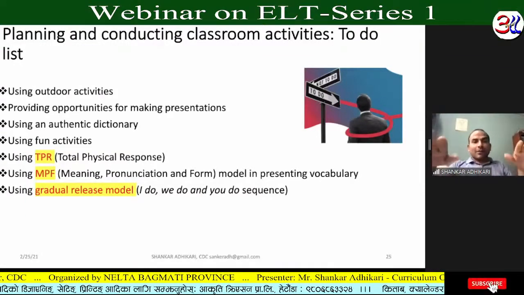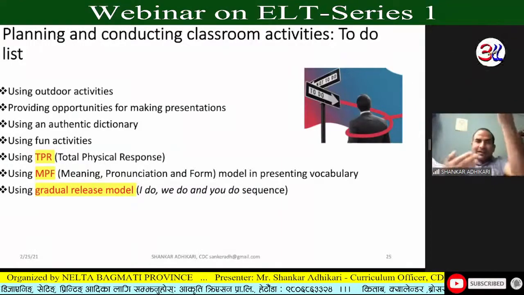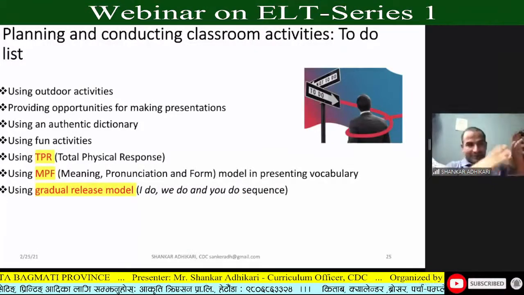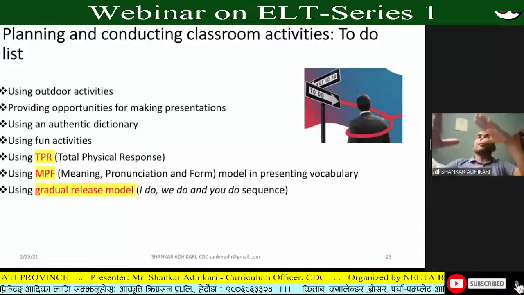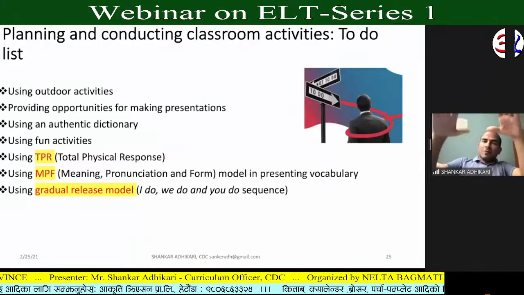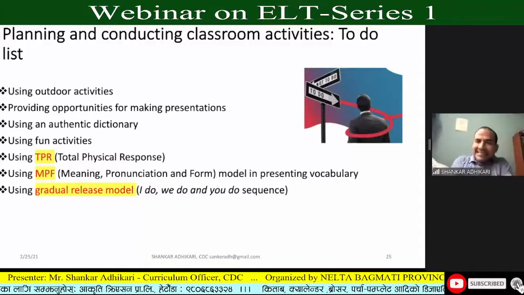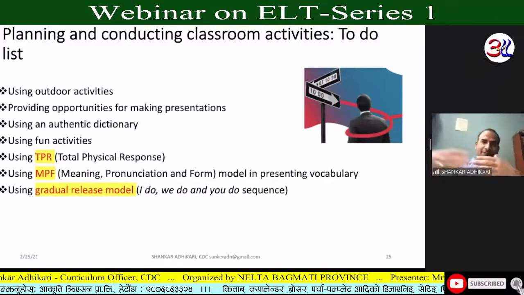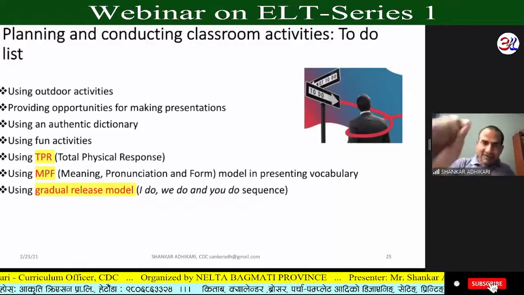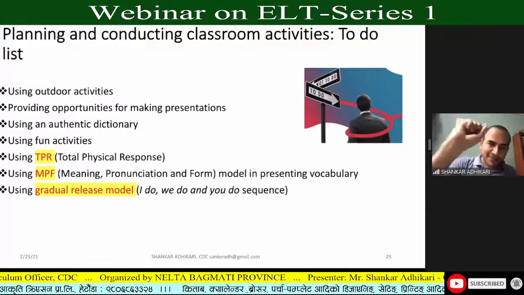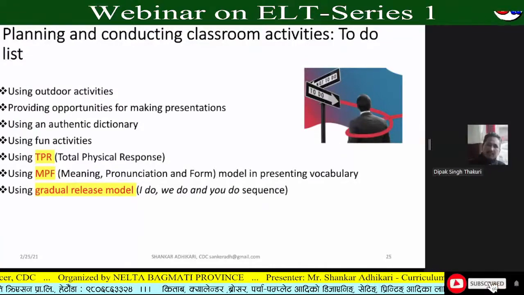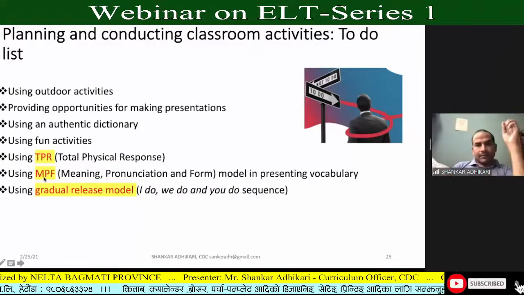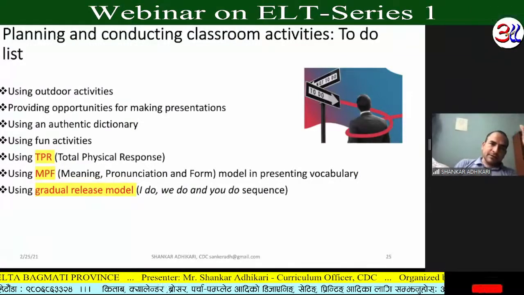Okay. You are using the gesture so that the students understand what you mean, the meaning of that particular phrase. And if you get them involved in the task, like standing up and sitting down, they get a chance to get involved in physical activities. And you know that small children are very, very interested in doing physical activities. And using MPF or MFP, I think all of you know that.